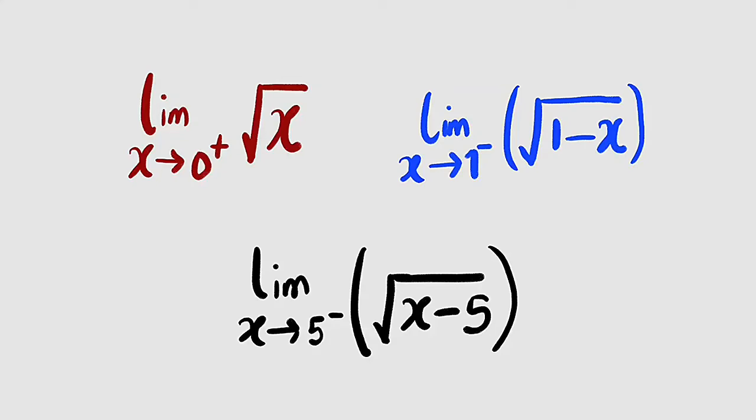Hello, good day viewers. In this tutorial we are going to learn how to evaluate one-sided limits of radical functions. If you observe, all of these are square roots, and while dealing with square roots you don't want any situation that will make the radicand negative. All of this should be positive, otherwise they are said to be imaginary. Alright, let's start with the first one.